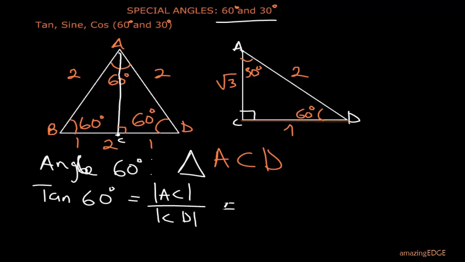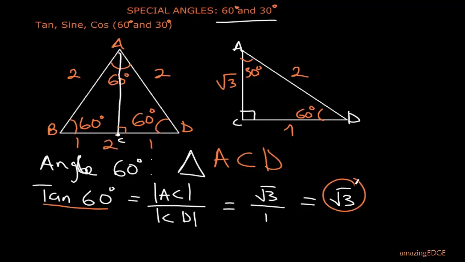So the line AC, which is opposite, is given as √3. And the line CD, which is the adjacent to that angle 60 degrees, is given as 1. So this is equal to √3. So what we have gotten is that tan 60 degrees is equal to √3.